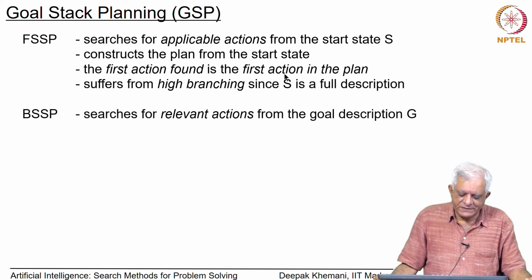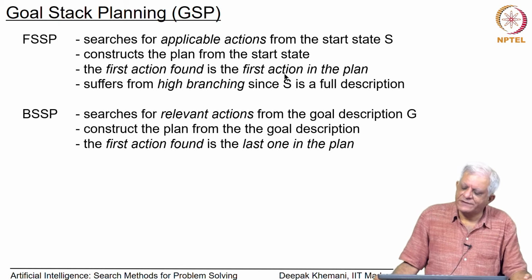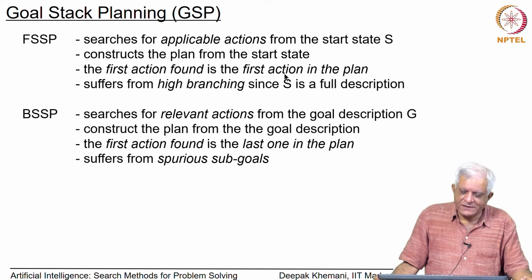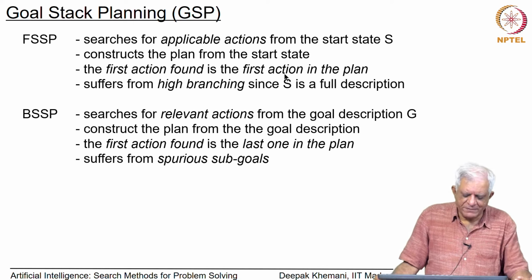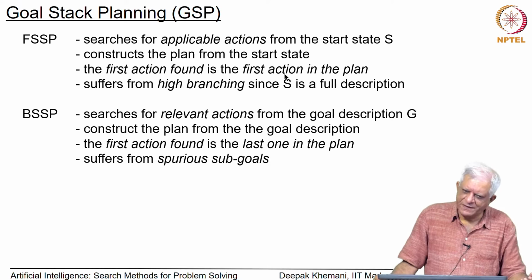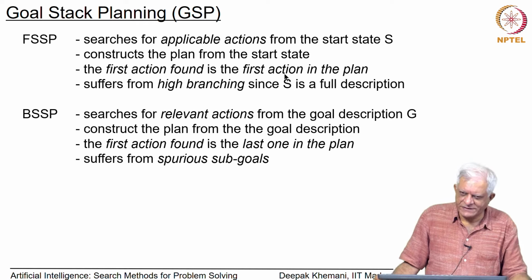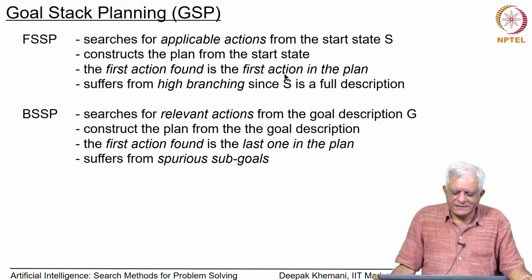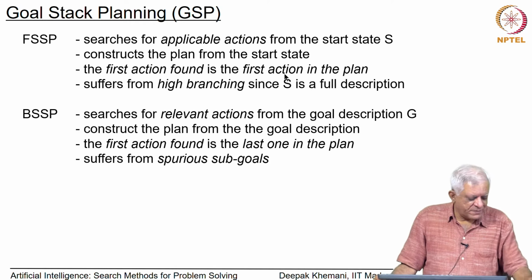Backward state space planning searches for relevant actions from the goal description G. It constructs a plan in a backward fashion. The first action that it finds is the last one in the plan essentially. So, in that sense, backward state space planning first finds the last action that will achieve something in the goal state, regresses to a new goal, let us call it G prime, looks for an action that will achieve something in G prime, regresses to another goal, let us call it G double prime, and so on. So, the actions that it finds are in the reverse order. It finds the last action first and then so on, but we saw that it suffers from spurious sub goals.